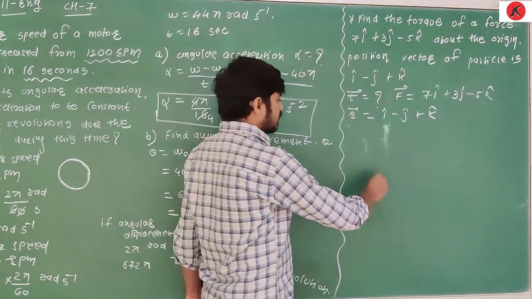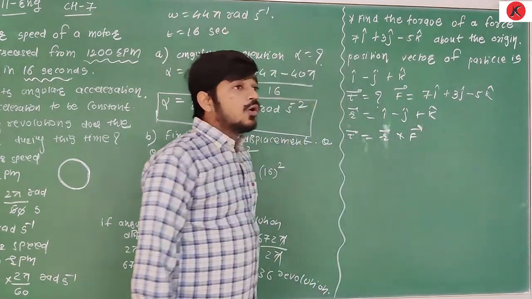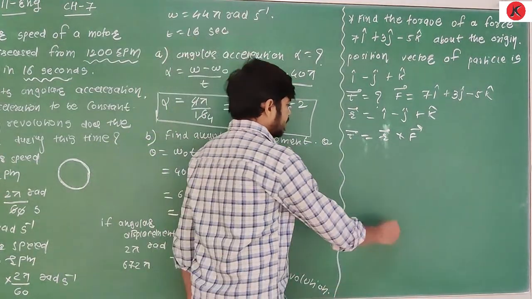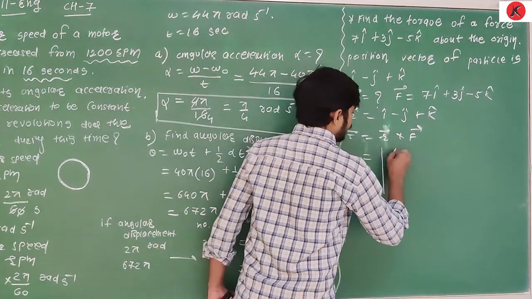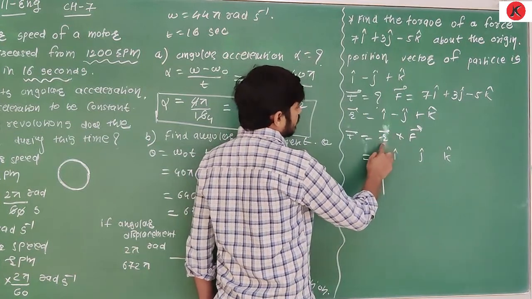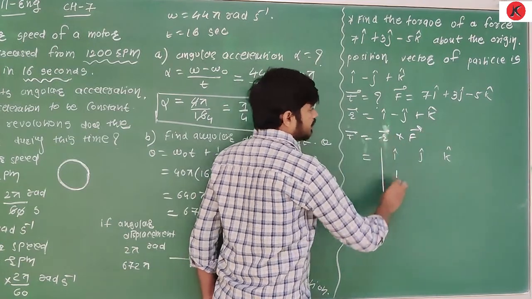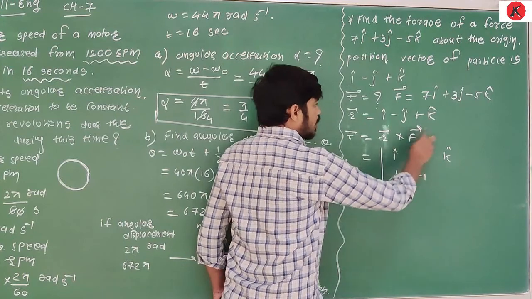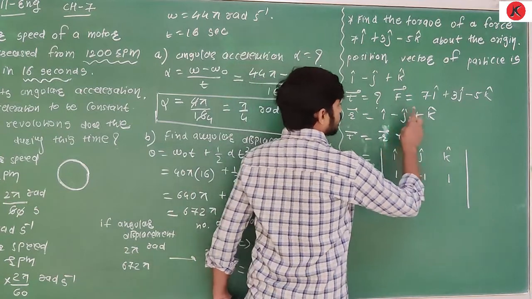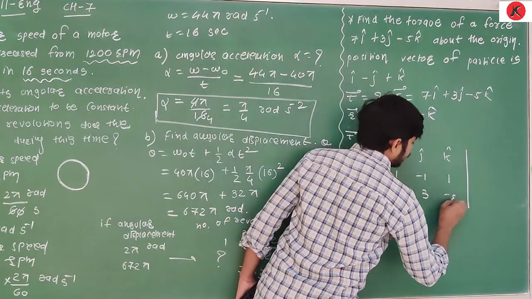Now what is the equation of torque? You know, tau is equal to R cross F. Now how to find cross product, according to chapter number 4. See, here, first row I, J, K, second row, that is first vector, it is R, means I caret minus J caret plus K caret. What is coefficient of I caret? 1. Coefficient of J caret? Minus 1. Coefficient of K caret? 1. Okay, then what is F? F is equal to this, coefficient of I is 7, 3, and here it is minus 5.